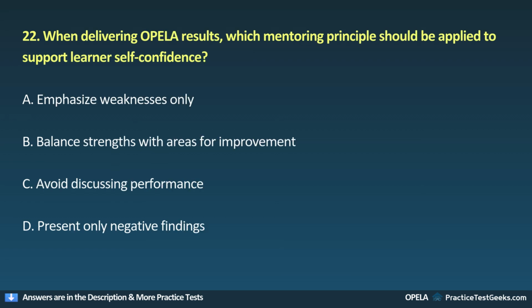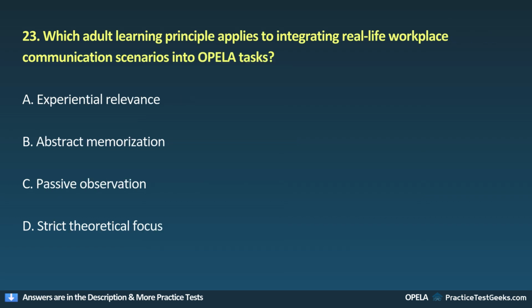22. When delivering OPELA results, which mentoring principle should be applied to support learner self-confidence? A. Emphasize weaknesses only. B. Balance strengths with areas for improvement. C. Avoid discussing performance. D. Present only negative findings.